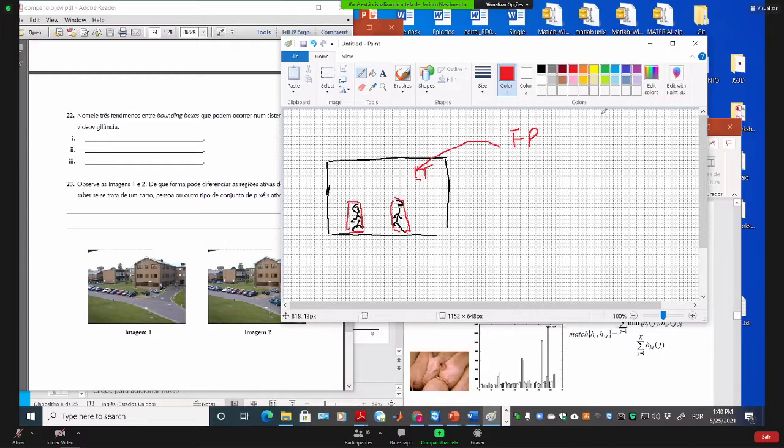And finally, you also have the so-called ghost. Okay, what is a ghost?